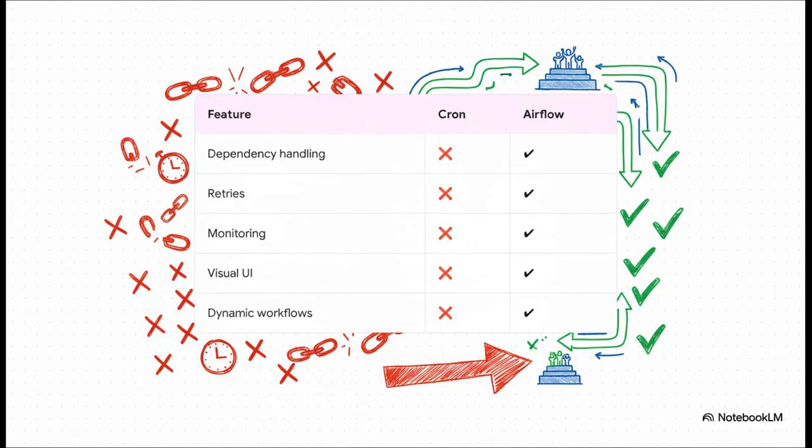And this right here really says it all, doesn't it? Handling dependencies between jobs. Cron can't do it. Automatically retrying a failed task? Nope. A nice visual interface so you can actually see what's going on? Not a chance. You can see how quickly this becomes a huge problem. It really is like comparing a basic metronome to a full conductor's podium with the entire score laid out. One just keeps time, the other directs the entire symphony.